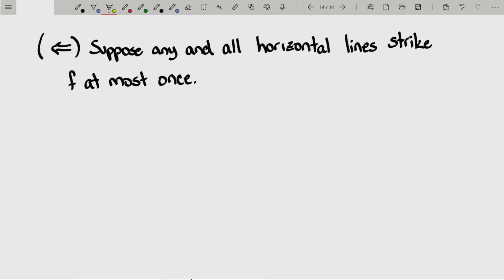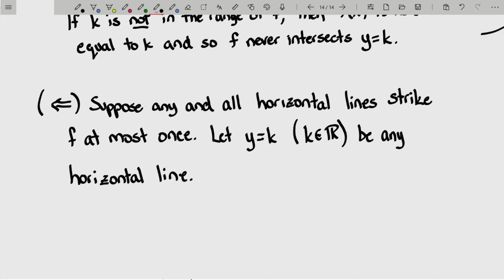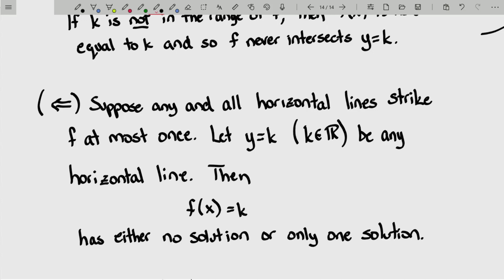Now, in this case, supposing that any and all horizontal lines strike f at most once, it involves a little more creative thinking. We'll start by labeling that horizontal line. So we just say, well, let y equal k, where k is in real numbers, be any horizontal line. It's just, we need something to work with. Well, if any and all horizontal lines strike f at most once, then f of x equals k has either no solution. This would be the case where the horizontal line does not strike the curve f, or only one solution. That would be the case where the horizontal line does strike the curve f.